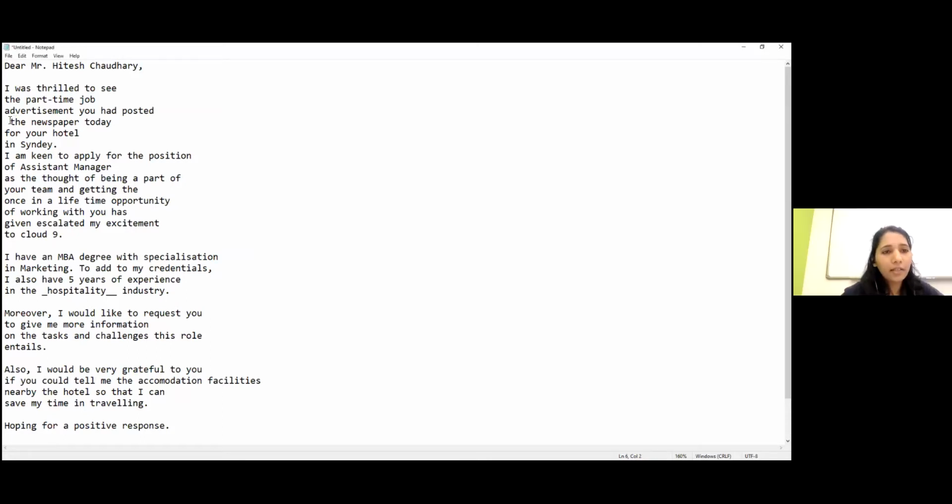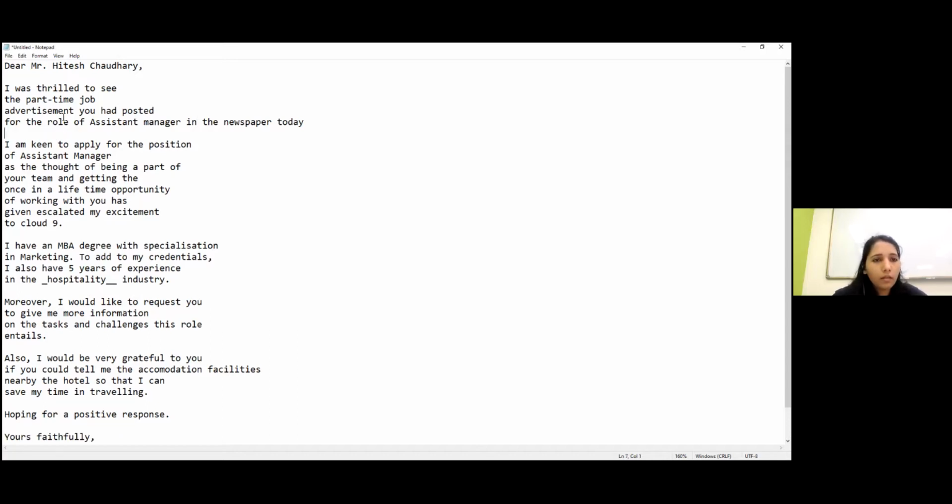I was thrilled to see the part-time job advertisement you had posted today. You should put the role, okay? For the role, or here it is written assistant manager. In the newspaper today. There's no need of this one. And there's no need of assistant manager in capital in the newspaper today. I am keen, so you would put your name.